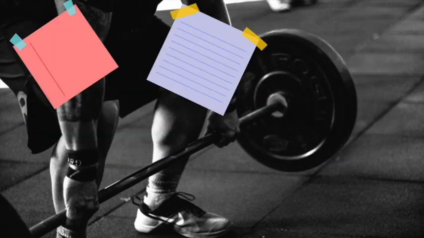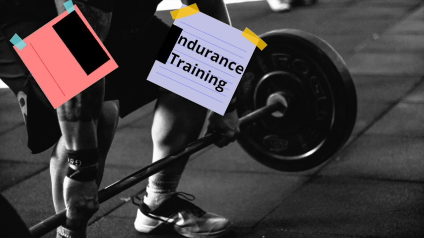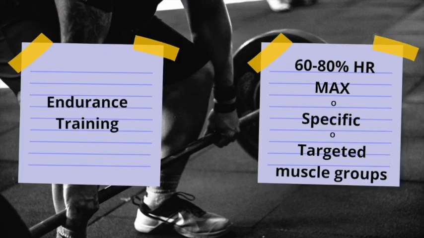Next is endurance training. Now, endurance training is vital in all sports. To do endurance training, you need to be at 60 to 80% of your heart rate maximum. And the fitter an athlete you are, the closer to 80% this will be. The closer to 80% this is of your maximum, the more fitness gains will take place. Therefore, you'll become a fitter athlete, with more endurance.